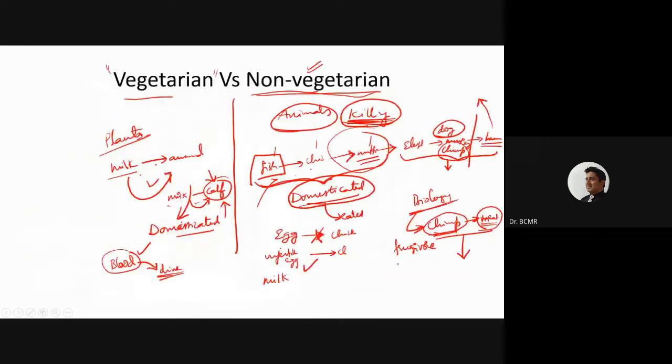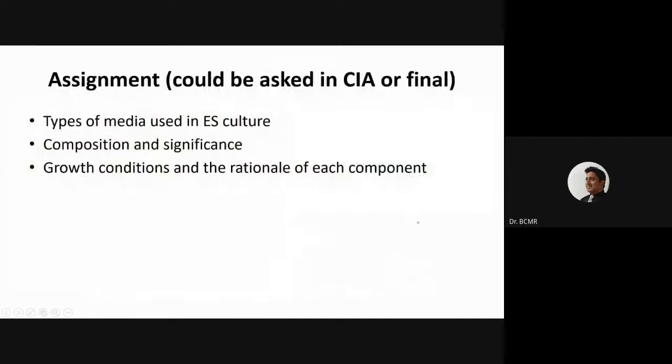Okay, I'll stop here, and I want you to quickly, I forgot, where is it? Yeah, this is something you need to read from the textbook, types of media. I need you to read the types of media from the textbook. Try to know the compositional significance and growth conditions. Okay? These are some important questions that you need to read from the text.